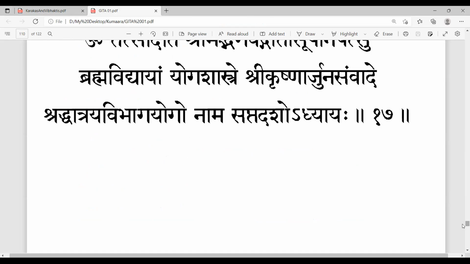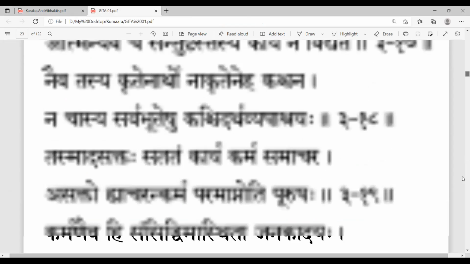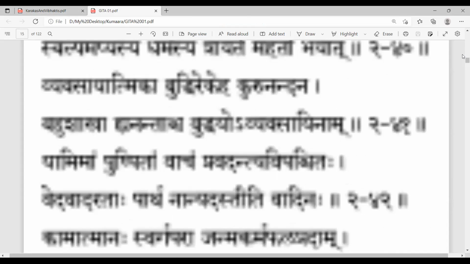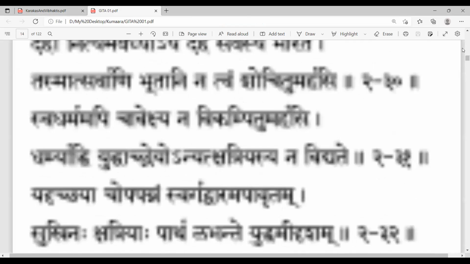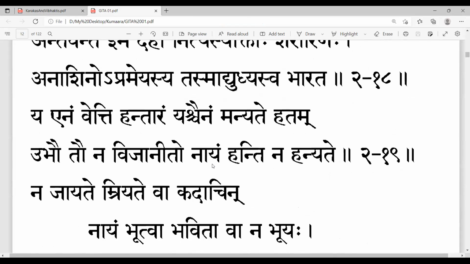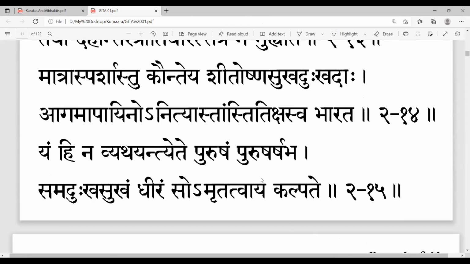Gita, I'll show you in the second chapter. Remember the shloka where kalpate is used. Yam hi na vyathayanty ete purusham purusharshabha, sama-duhkha-sukham dhiram so 'mrtatvaya kalpate. Saha amrtatvaya kalpate. The kalpate, the klip dhatu, is used in this shloka. You see the shloka; that alone you take, the other portion is not required.